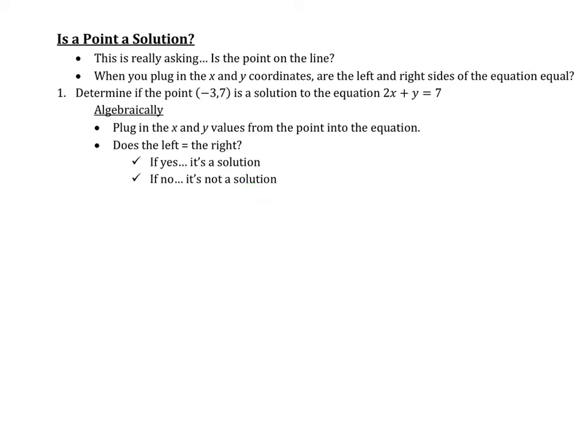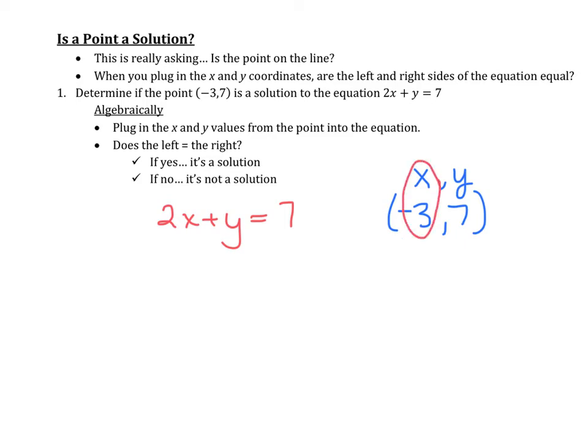Okay, so we're going to take the equation and rewrite it to start. So you're going to go ahead and write down 2x plus y equals 7. And now, like I said, we have this point, negative 3, 7. And we know that all coordinate points are x, comma, y. So that means I'm going to put negative 3 in for x and 7 in for y. So I'm going to rewrite this equation with those numbers: 2 times negative 3 plus 7 is equal to 7.